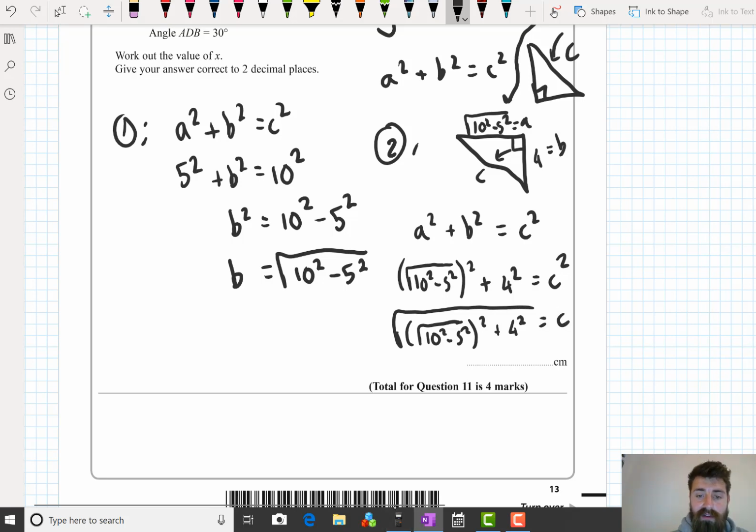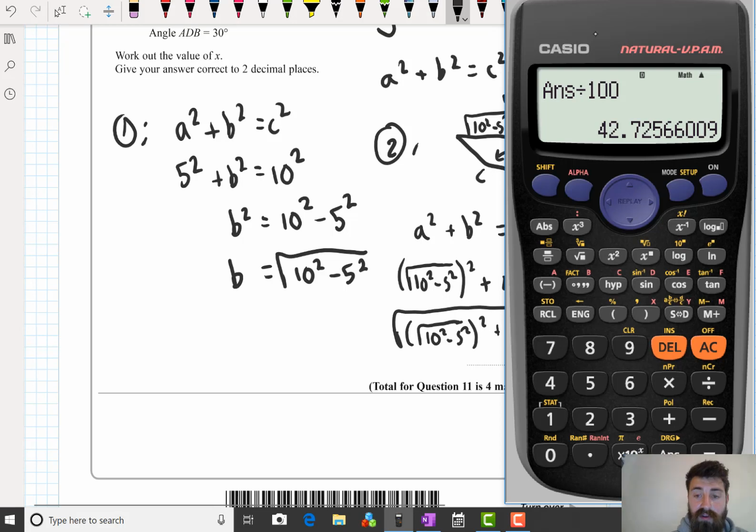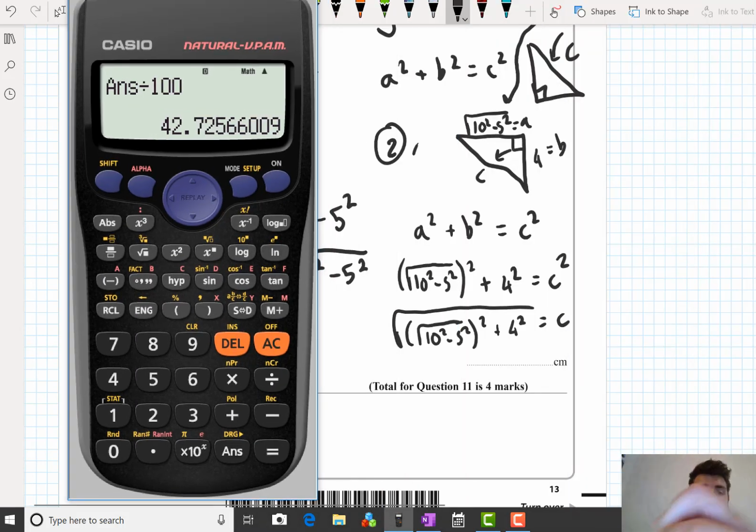I'm trying my best not to create errors, so by keeping things as they are and not evaluating what the square root of 10 squared minus 5 squared, square rooted then squared, is, which is actually 10 squared minus 5 squared, and not evaluating that 4 squared is 16, I'm just leaving it as it is. There's nothing wrong with that.